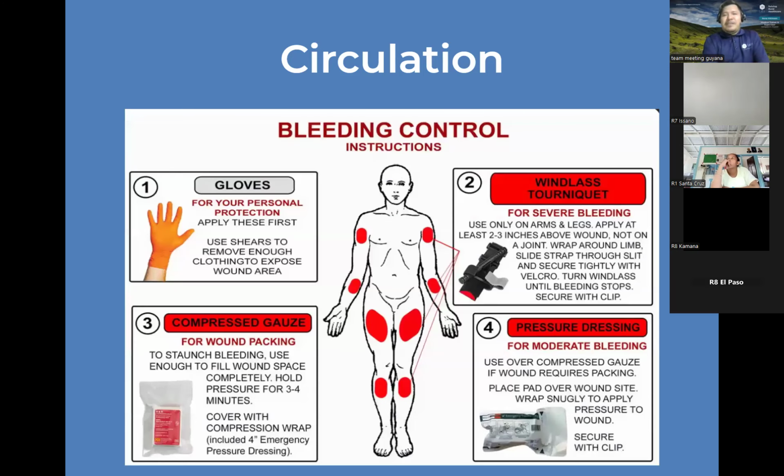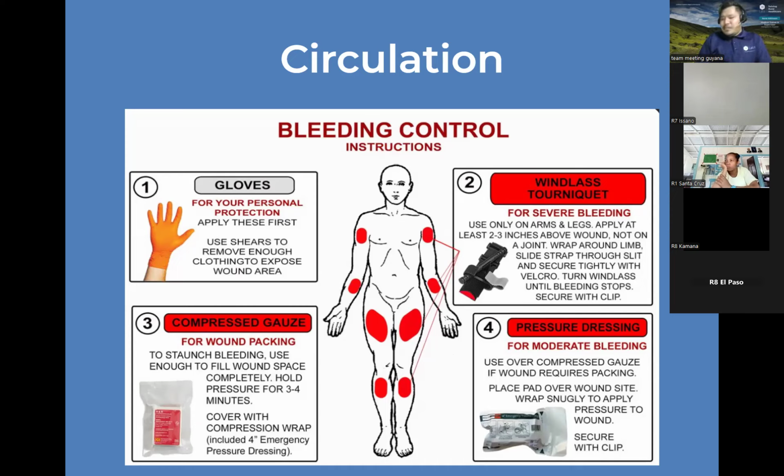I also have an image on how to help control bleeding. Now, there are three techniques that you could use. And always remember, you're dealing with body fluids like blood. You want to put on your personal protective equipment, such as your gloves, right? You want to put on your gloves first. You can use a shear or scissors to help remove clothing to expose the area that is injured or to get a better assessment of the area that is bleeding.